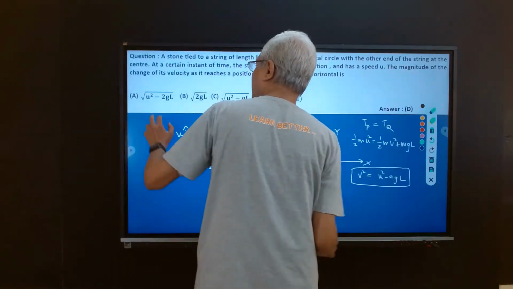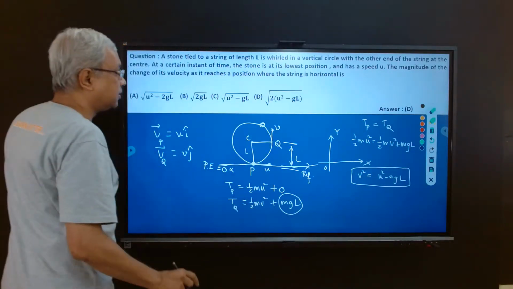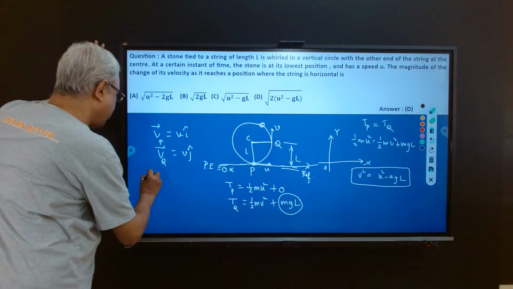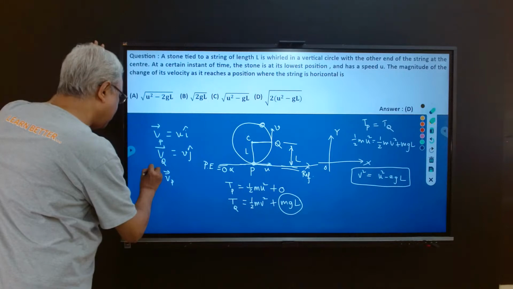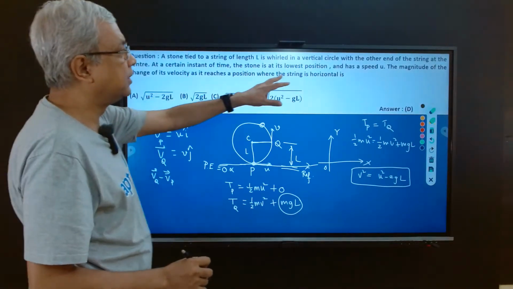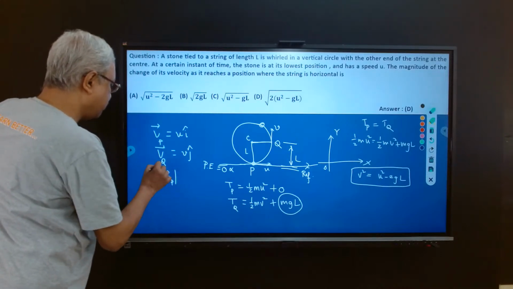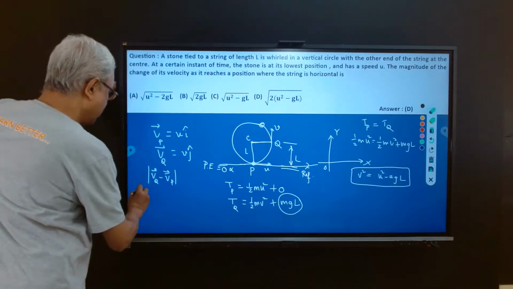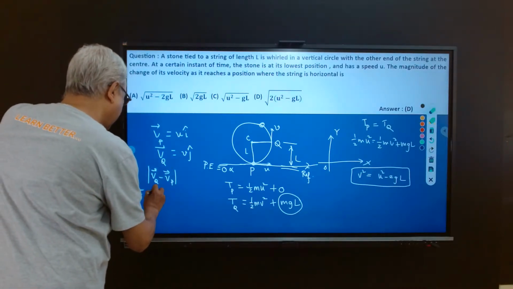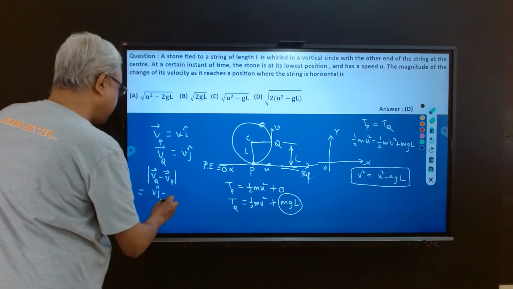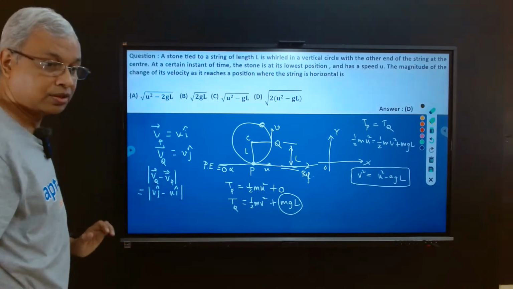The magnitude of the change of its velocity as it reaches a position where the string is horizontal. That means I have to find the vector VQ minus VP. This is nothing but the change of its velocity. What is the magnitude of this? That you have to find out. So VQ minus VP is how much? VQ is V j cap minus VP is U i cap. And what is the magnitude of this?